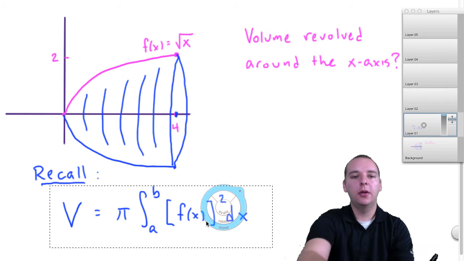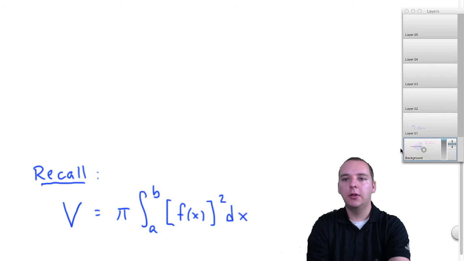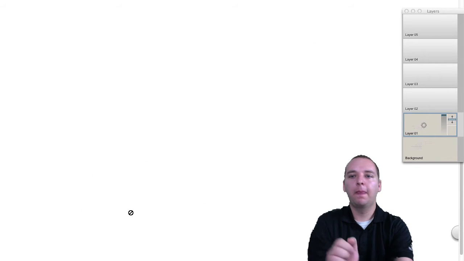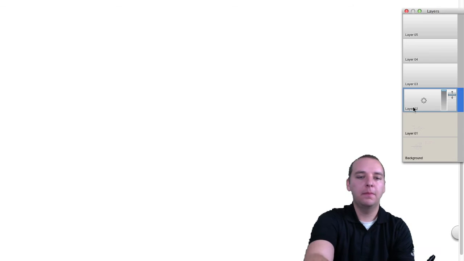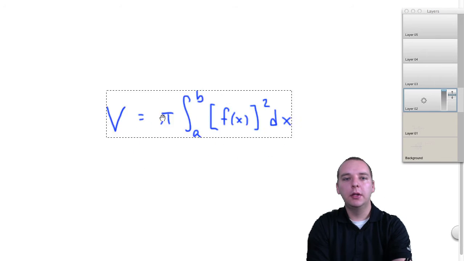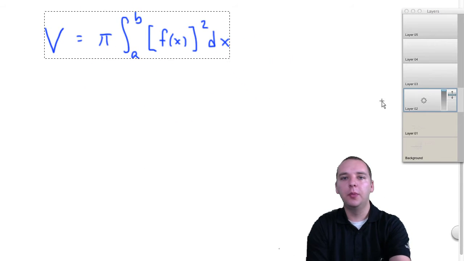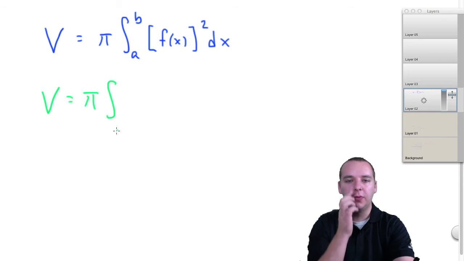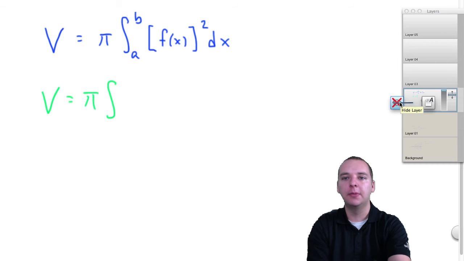All right, so just to save some space, let me copy this right there. Let me hide all this stuff to make some more space. There we go. So here's our formula, and we're basically just going to plug in our information for this disk method. So our volume would be pi times the integral from, and actually I need to go back, we need to see what these limits are.